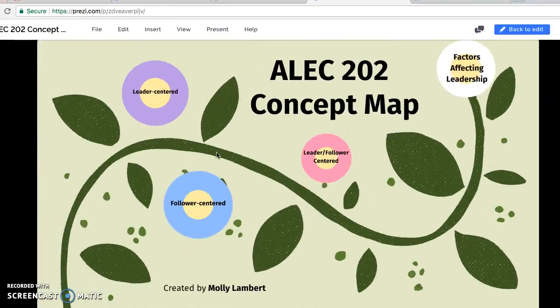And that is my concept map explaining the major leadership theories we have learned about this year.